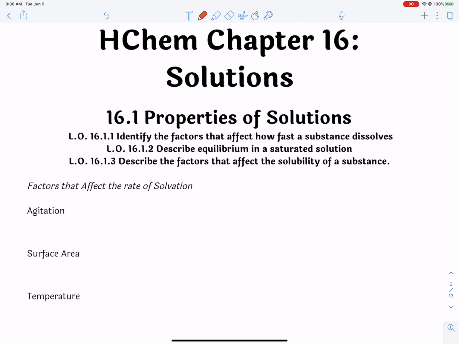Okay, so now we're on to chapter 16, which is all about solutions. We talked a little bit in chapter 15 about the properties of water and the difference between heterogeneous mixtures and homogeneous mixtures. And now we know homogeneous mixtures can also be called solutions. And so now we're just talking more about them. 16.1 covers a lot of the qualitative properties, and 16.2 goes into some of the quantitative properties.